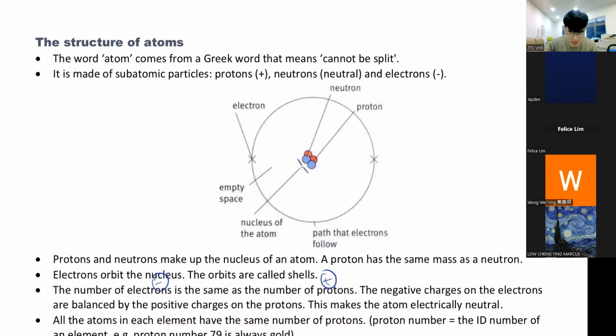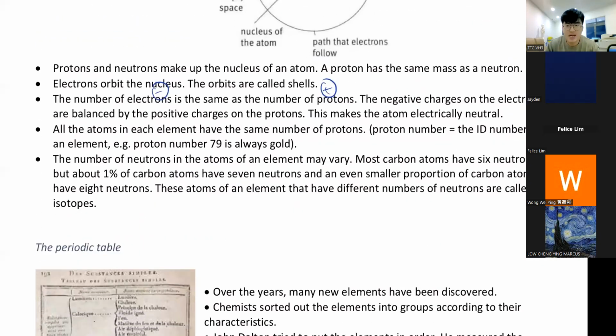Okay, so this is how atoms work. This is the basic of chemistry. Next year, when you go year 10, this is what you learn in chapter 1 and 2. More or less the same thing, because that's the intro. So the number of neutrons varies, like I said. Most carbon atoms have 6 neutrons, but about 1% of carbon atoms have 7 neutrons, and an even smaller proportion of carbon atoms have 8 neutrons. These atoms of an element that have different numbers of neutrons are called isotopes.